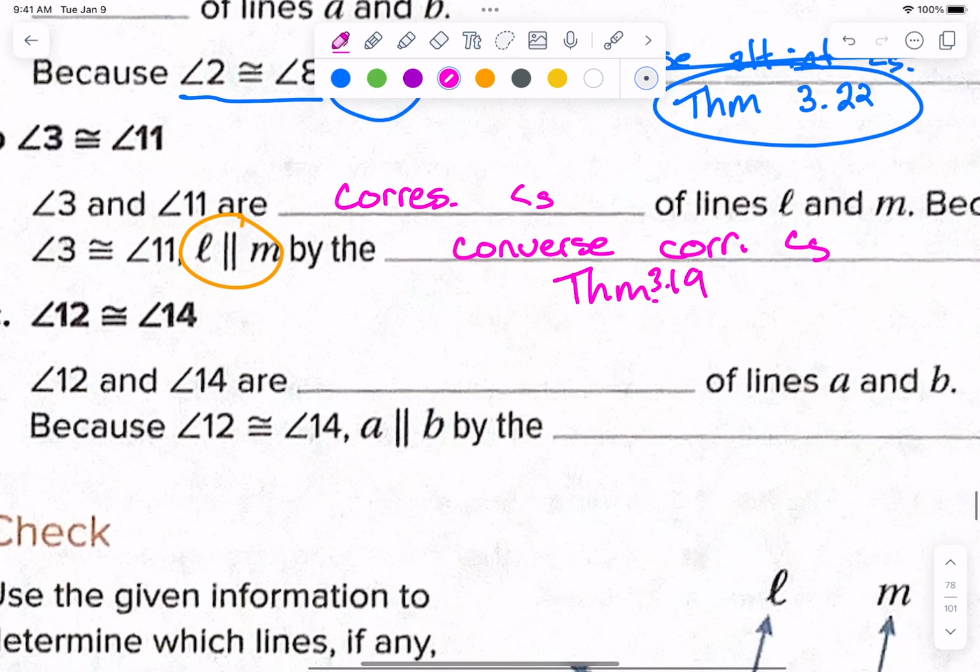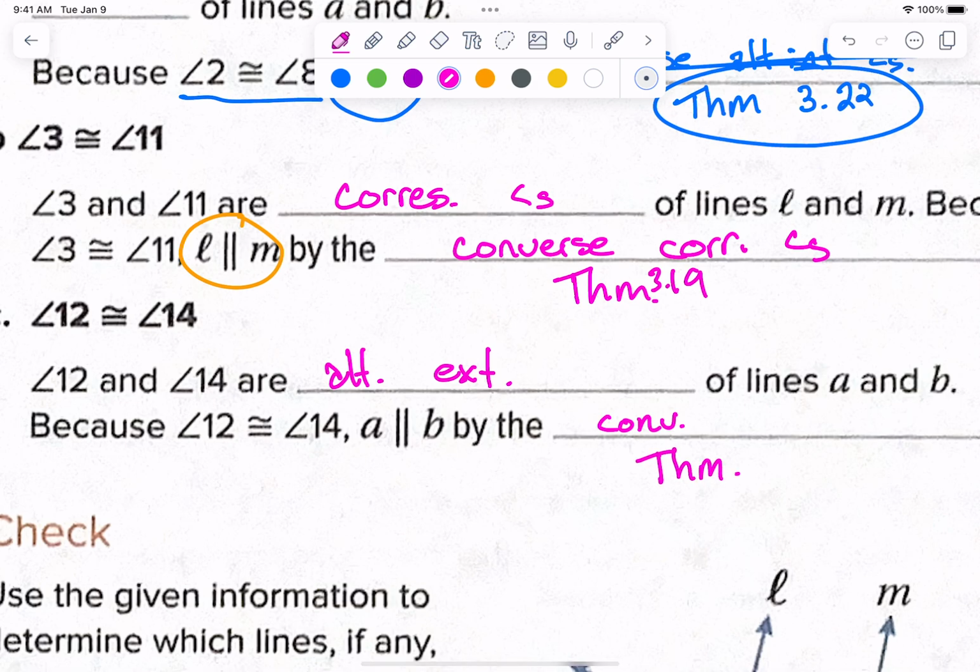Alternate exterior. They are alternate exterior. So by the converse, what's the converse theorem? Converse of alternate exterior. It's on the back page, I think. 320. By theorem 320, we know that those lines are parallel, because those are the same measure, they would have to be parallel. Okay? All right, good?